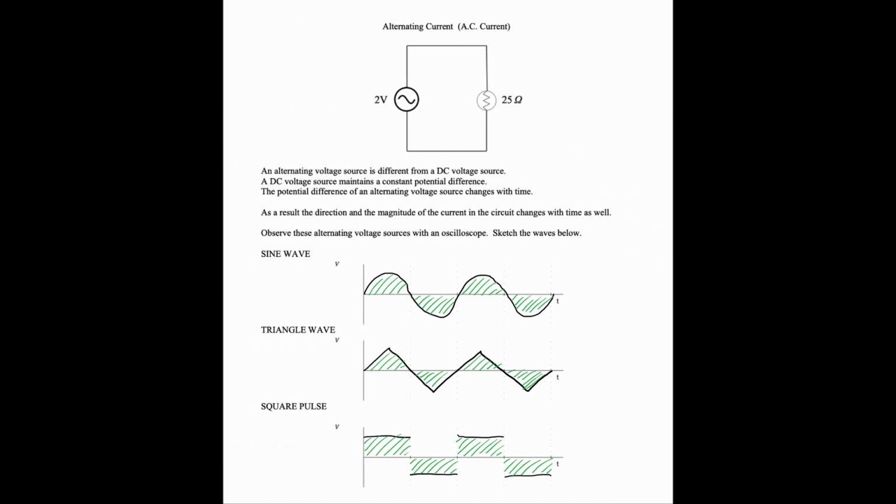The type of function we have will affect the brightness of any bulb that's involved. Let's say that all of these waveforms have the same peak voltage.